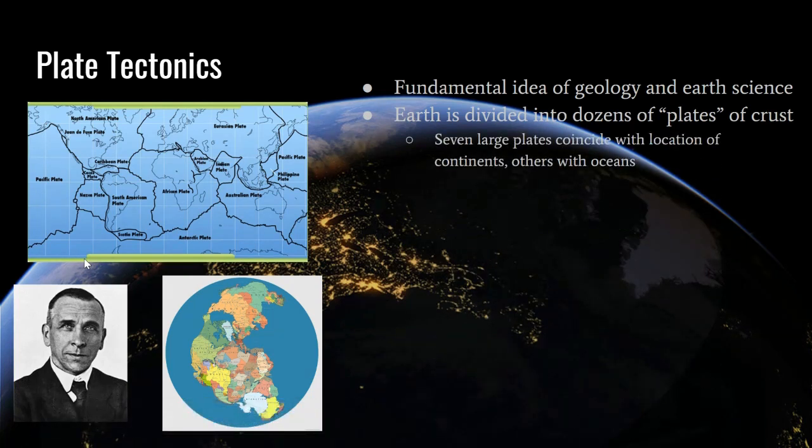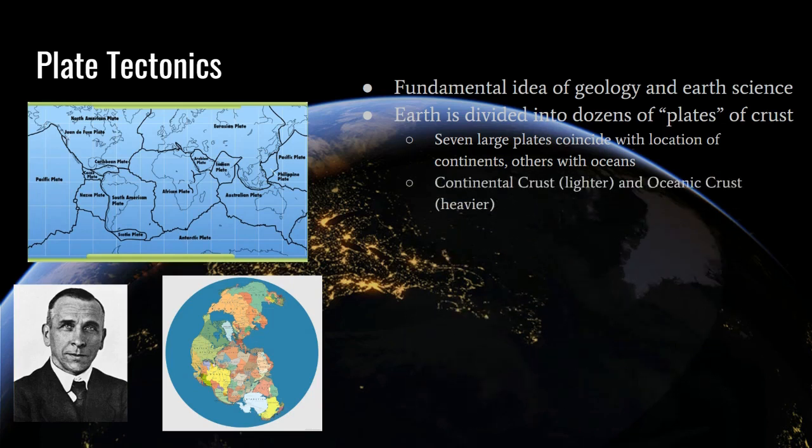There are 7 large plates that coincide with the location of major continents. And so if you look here, you see North America, South America, Africa, Europe and Asia, and Australia, right? And Antarctica, sorry. Those large plates, again, coincide with the continents. Others coincide with the oceans. So you see here the Caribbean plate, the Pacific plate, right? So a lot of the locations of these plates coincide with the major things that we see on our globe right now.